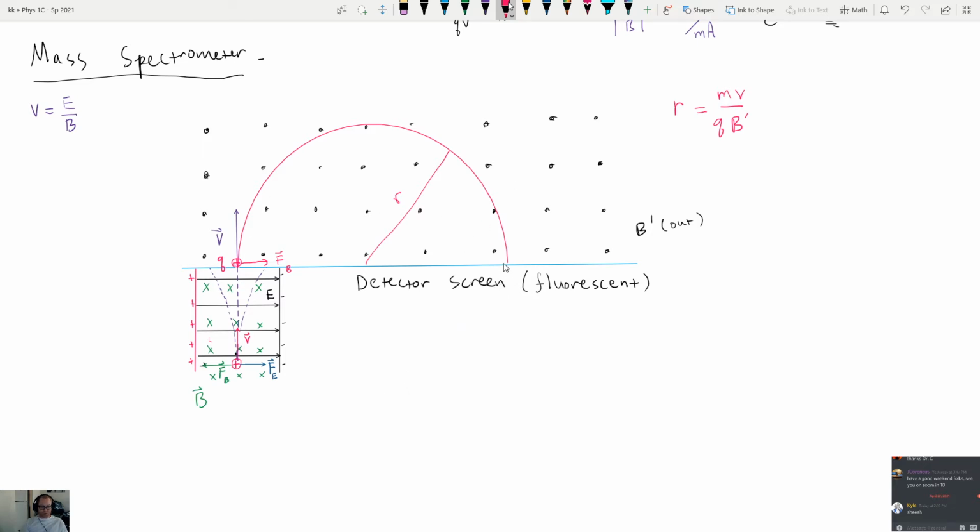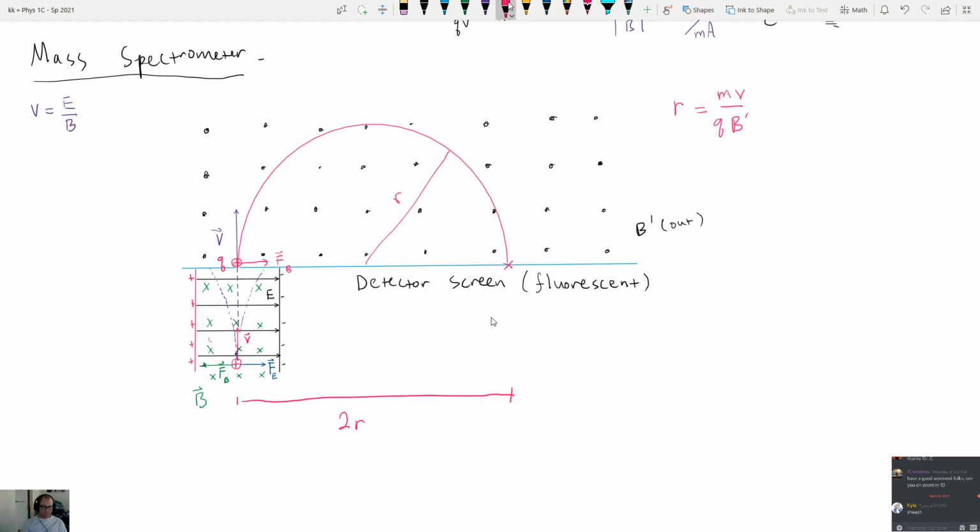So this particle is going to land right here, and we could very easily measure the distance between this point all the way out to this point right here. And if the radius of the circle is r, then how long is this distance between these 2 points going to be? 2r. 2r, exactly.